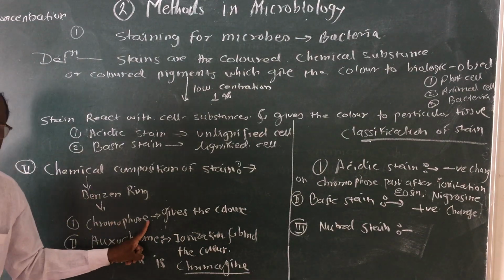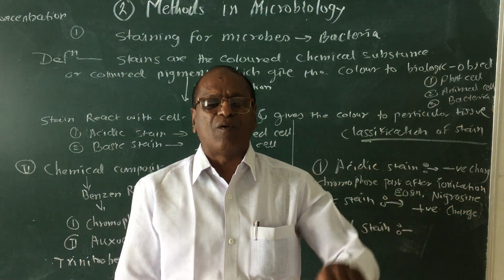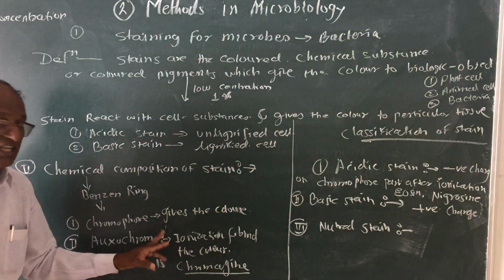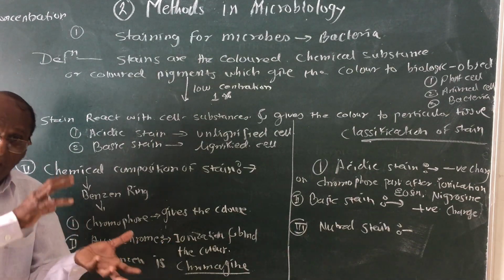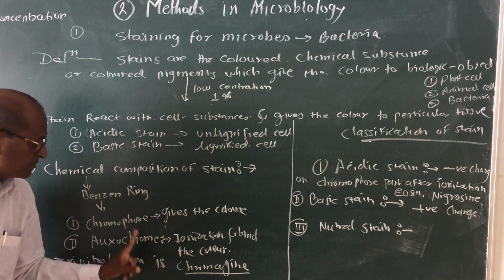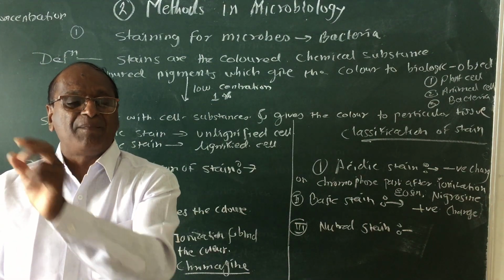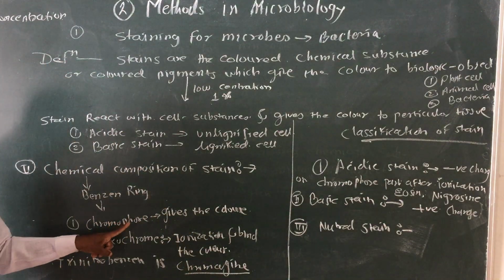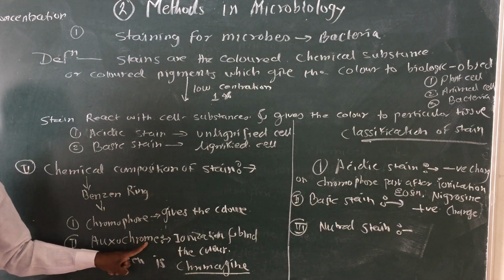The chromophore gives the color to the cell wall, and the auxochrome is ionized and binds the color to the cell wall. These are the two important functions that may be observed in this chemical substance or in the stain substance. The first one is chromophore and another one is auxochrome.